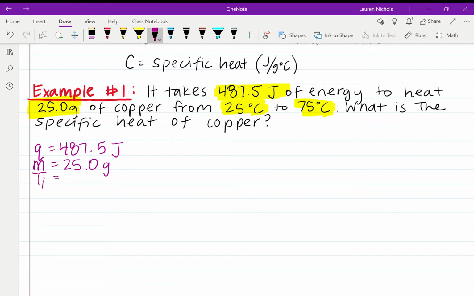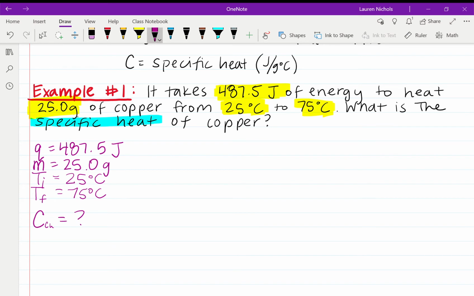That tells us our initial temperature is 25 degrees Celsius, and that means our final temperature, which is a T with a subscript F, is going to be 75 degrees Celsius. And then what's important is we see the question word, what is? It says, what is the specific heat of copper? And so that tells us that the specific heat, which has an abbreviation of C, and we're going to put copper's symbol, Cu, as a subscript for this, is our question mark.